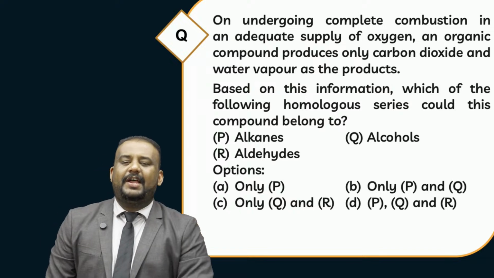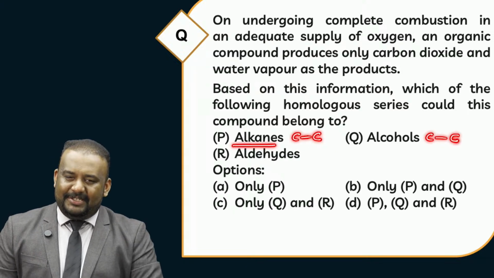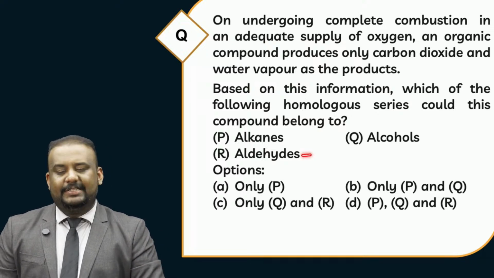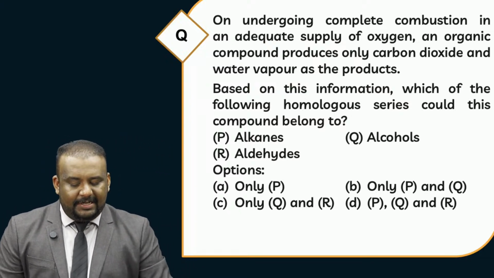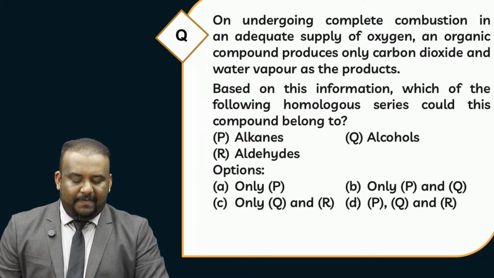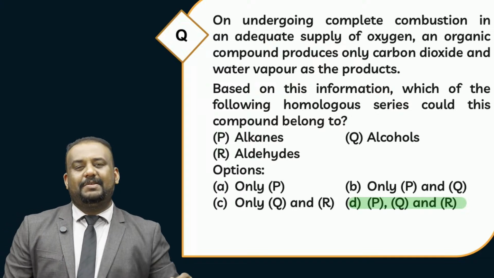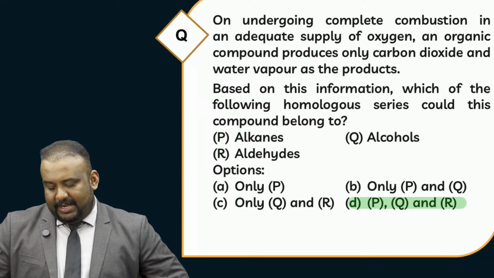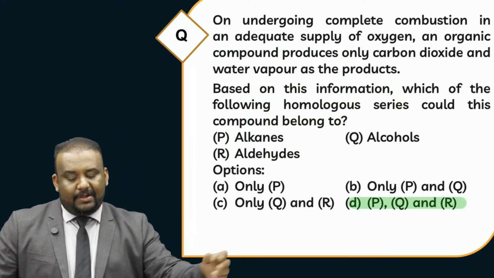Alkanes, alcohols, aldehydes. See, in alkanes, there is only carbon-carbon single bond. In alcohols also there is carbon-carbon single bond only, right? Aldehydes are also having carbon-carbon single bonds. All of them are saturated. Hence, all of them are going to give you carbon dioxide, water vapor, and heat as the products. Clear? It's not only alkanes. Remember that we have alkanes, alcohols, and aldehydes.